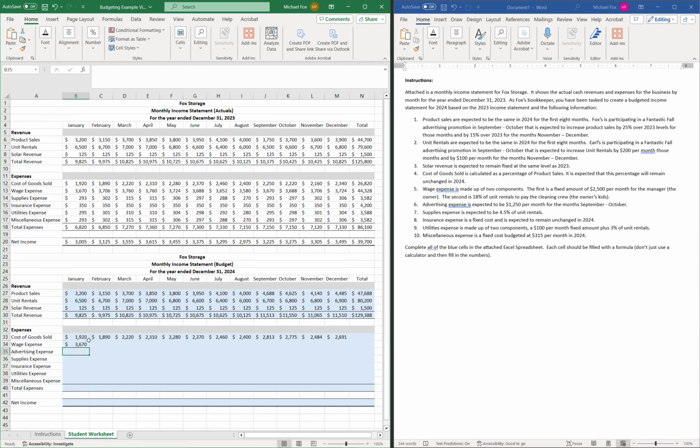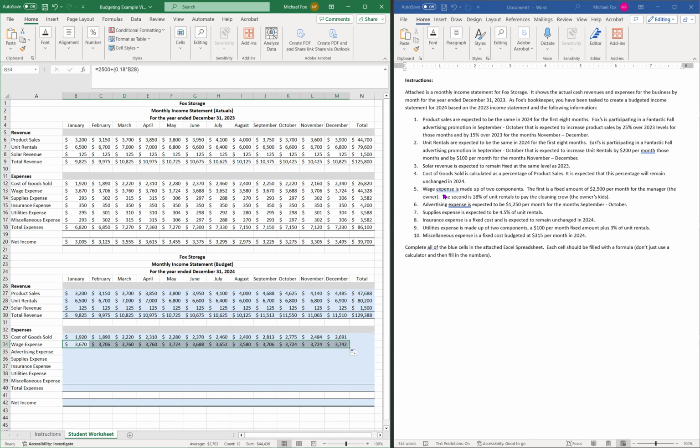And once I put that in one time, I can use my fill tool, grab the little nail on the bottom here. You can tell the fill tool because it goes to this little black plus sign, and carry that formula out all the way across.